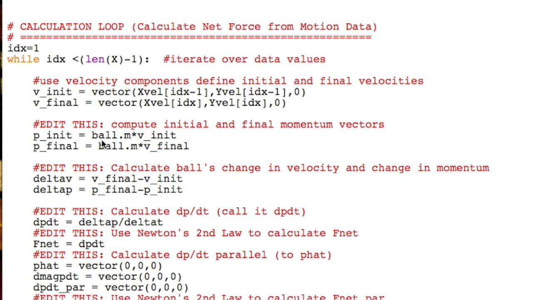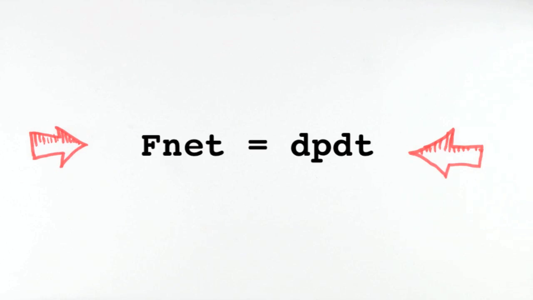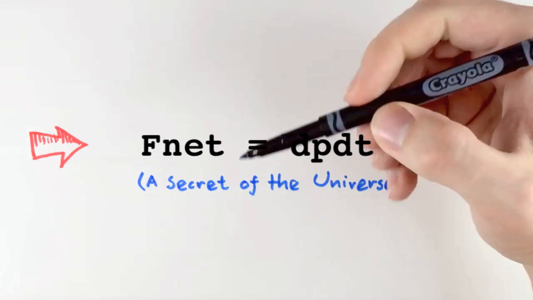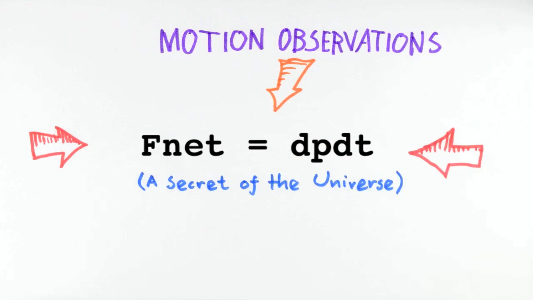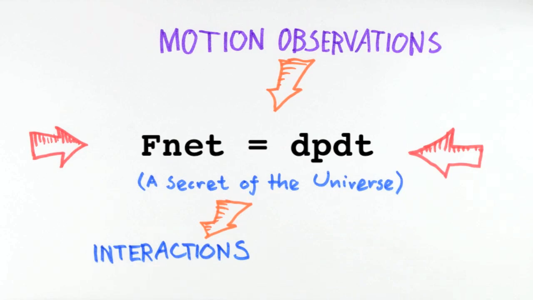Here they are, where we remembered here to use the variable ball.m that we defined earlier to represent the system mass, 0.15 kilograms. Just for emphasis, it's this step where our fundamental principle, Newton's second law, comes into play. Everything we calculated before this step was obtained directly from the data and directly describes the system and its motion, the velocities, the momenta, the changes in velocities, and the changes in momenta. It's right here where we use a secret of the universe to link these system observations to the influence, the interactions from the surroundings acting on the system.